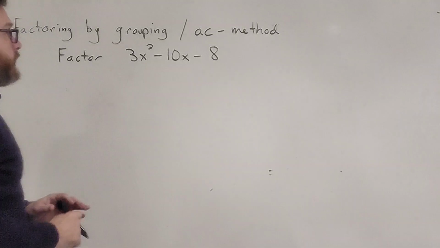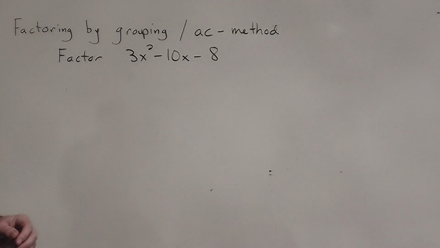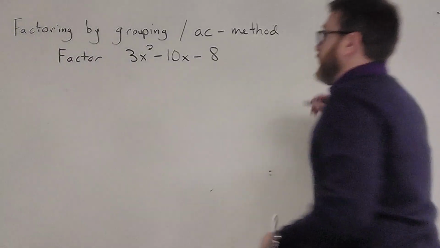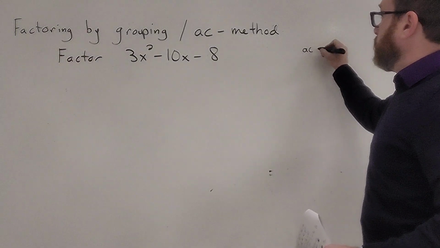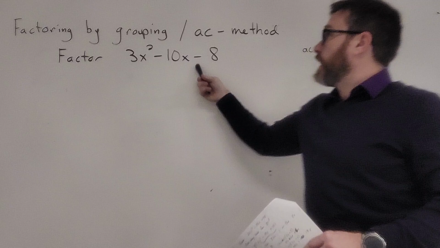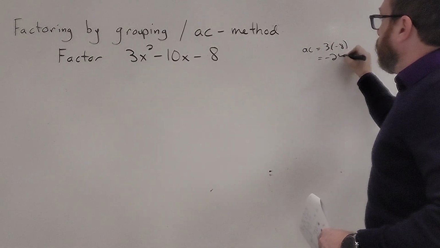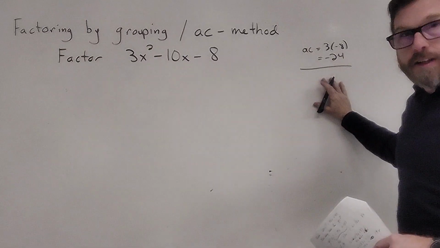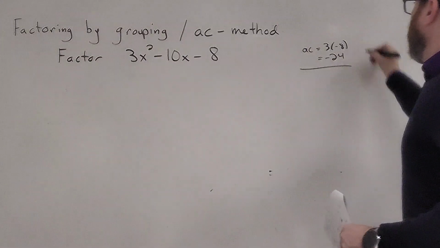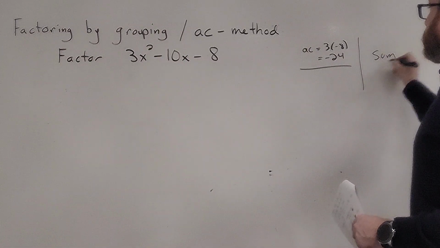So we'll factor this 3x squared minus 10x minus 8 using the AC method. Now, what we have to do is figure out what A times C is equal to. So A times C is going to be equal to 3 times negative 8, so we get negative 24. So what we're going to have is factors of negative 24.